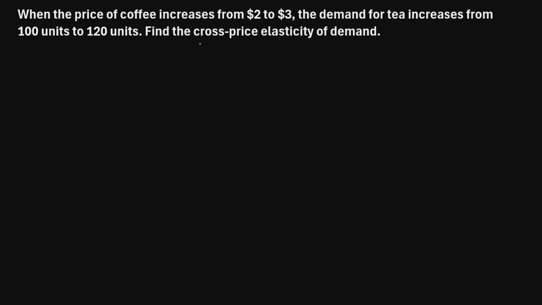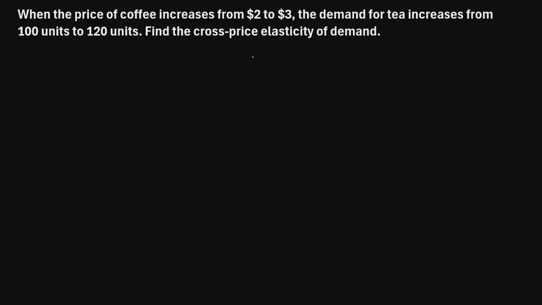So when we're trying to find the cross-price elasticity of demand, all it means is that when the price of one good increases, how does that affect the demand for another good? So in this case, we're saying the price of coffee is increasing. How does this affect the quantity demanded for tea? So does the demand go up or down, and how much does it actually go up or down by relative to the change in the price? So the cross-price elasticity of demand allows us to quantify this.